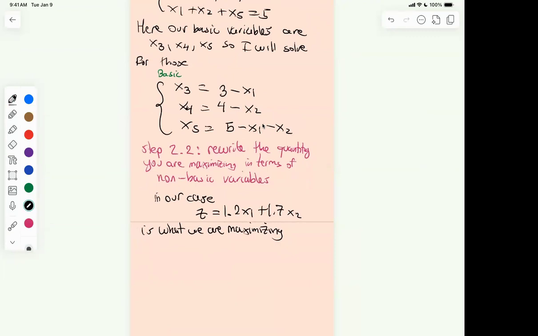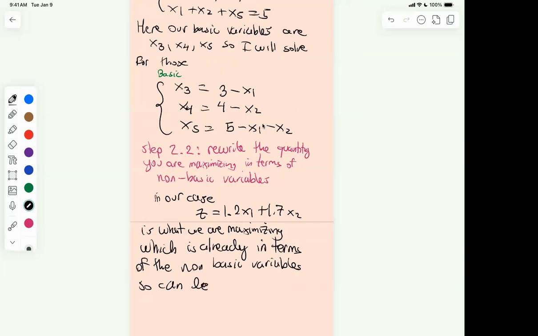But this is already written in terms of x1 and x2, right? Which are the non-basic ones. So there's no rewriting needed. This is already good because the function, the maximization quantity, is already in terms of the non-basic variables. Okay. So you can leave it as that. That okay? So far, so good.